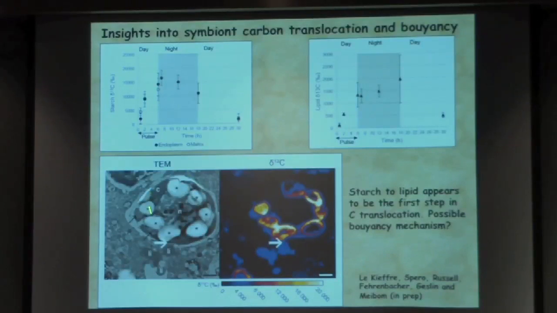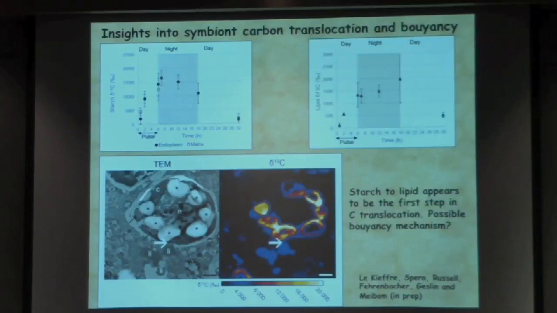So here's now all these starch granules. You can see them all lit up in C13 space. These are lipid droplets that are right adjacent to the vacuole membrane, and they're all lit up. It looks like, as far as we can tell, that the first step is to provide the foram with carbon in the form of lipid.